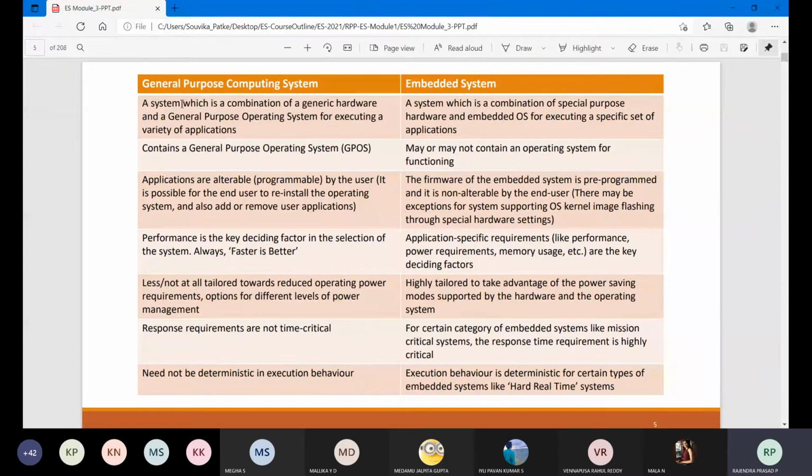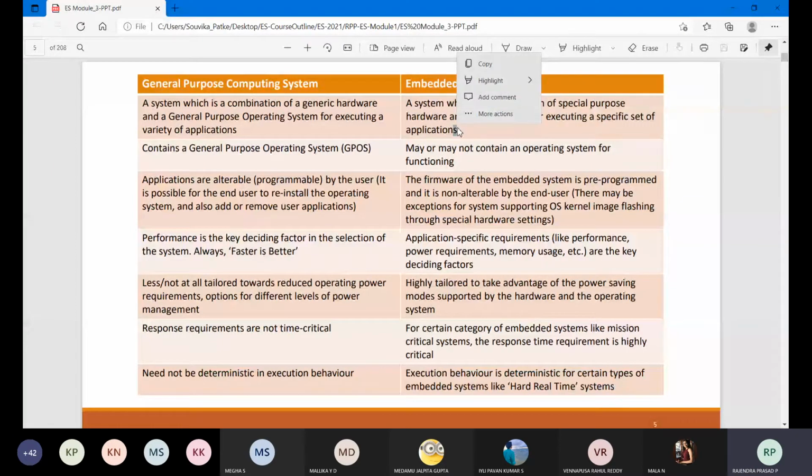So first we'll go with the general purpose computing system: a system which is a combination of generic hardware and a general purpose operating system for executing a variety of applications. So you can understand the meaning of general purpose. A system which is a combination of special purpose hardware and an embedded OS for executing a specific set of applications, we call that an embedded system.